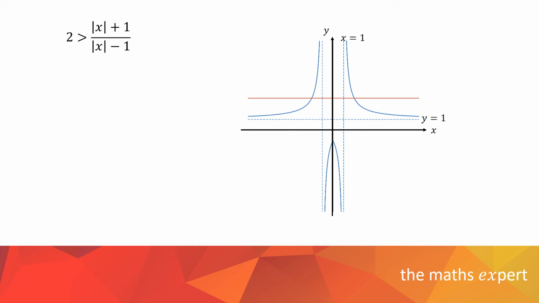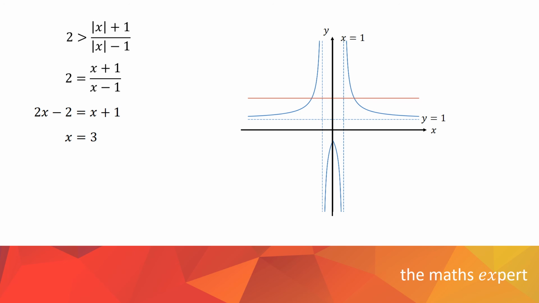Let's finish with another inequality related to this graph. We can see there are two intersection points with y equals 2. We can equate the original function to find the intersection point for when x is greater than 0, as this part of the graph remains unchanged. We get x equals 3.